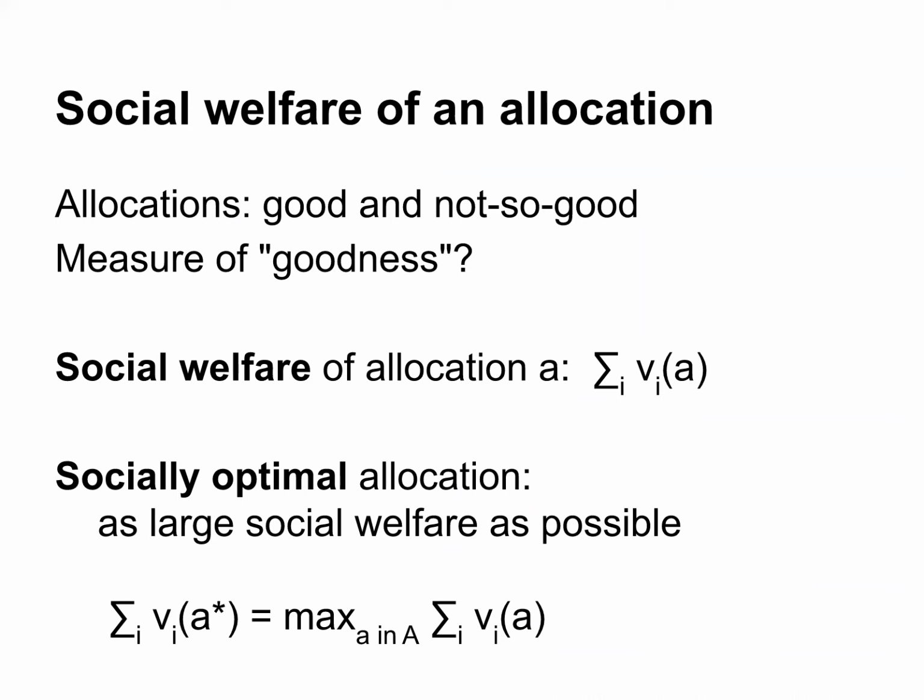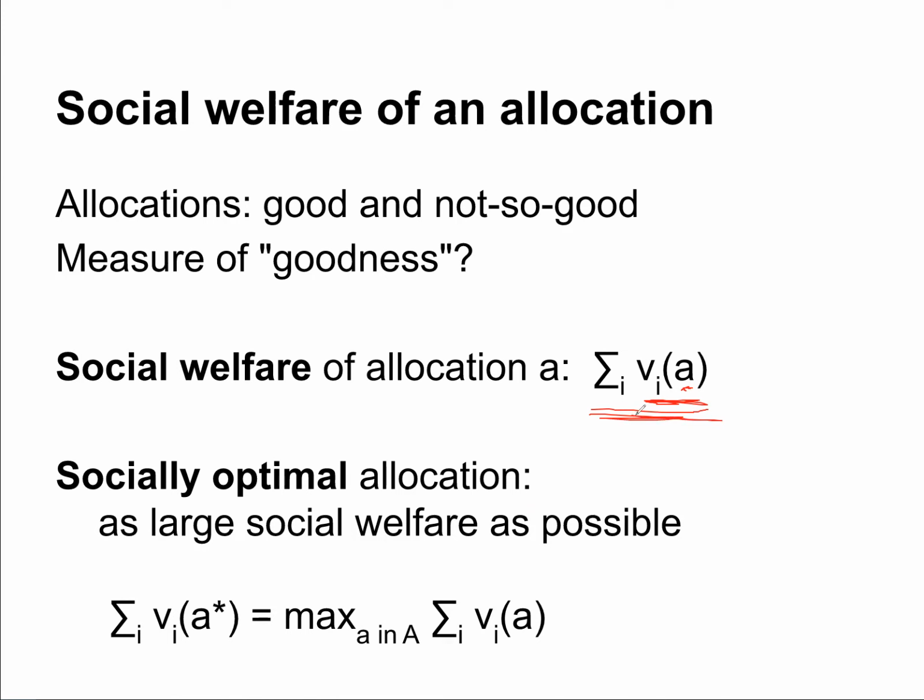Some allocations are good, some allocations are not so good, we know. And one quite natural way to measure how good an allocation is, is to look at the total valuation of all the users. You have a certain allocation of resources A, this is how the resources are distributed, and user I has this valuation for the allocation, and this is just the total happiness of the whole society. It makes sense. That's called social welfare. And again, a natural definition: a socially optimal allocation is the one that maximizes the social welfare.